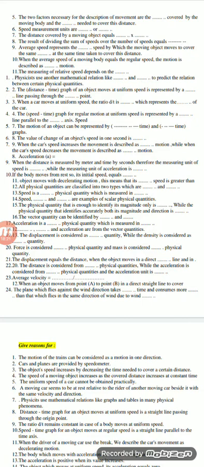Number 7. When the car's speed increases, the movement is described as accelerated motion. When the speed of the object increases, this means it moved with positive acceleration, and I describe this motion as accelerated motion. While if the car's speed decreases, the movement is described as decelerated motion, meaning the object moved with negative acceleration. Bravo to you.